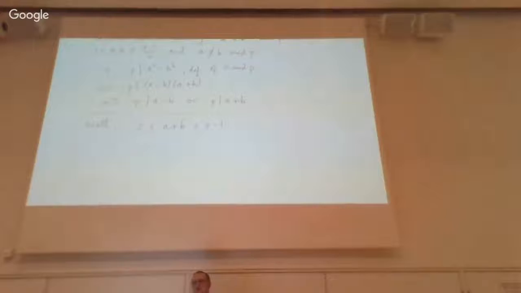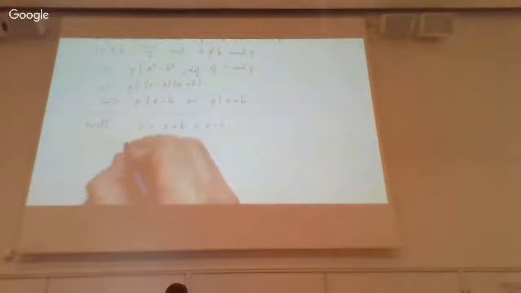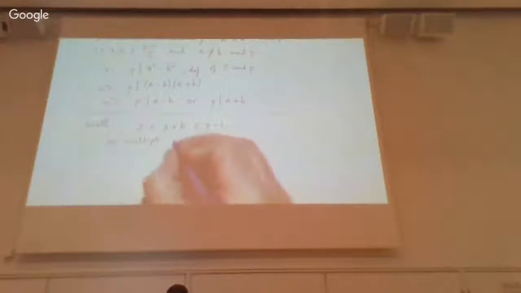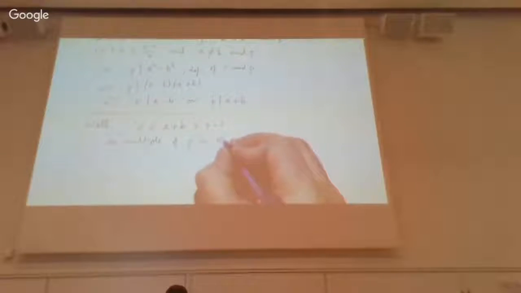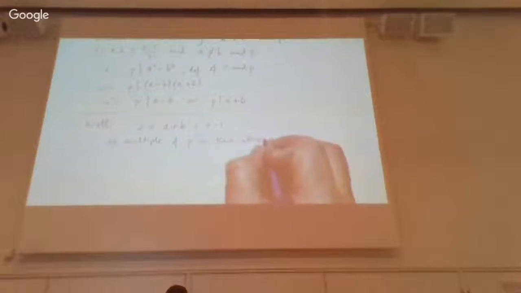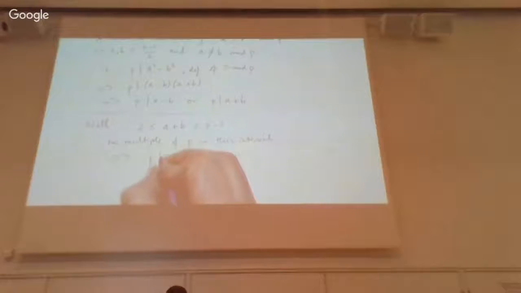Are there any multiples of p between 2 and p minus 1? For example, if p were 17, are there any multiples of 17 between 2 and 16? No, there aren't. The closest multiples of p to that interval are 0 and p itself, but both of them are excluded. So there's no multiple of p in this interval, which implies p does not divide a plus b.